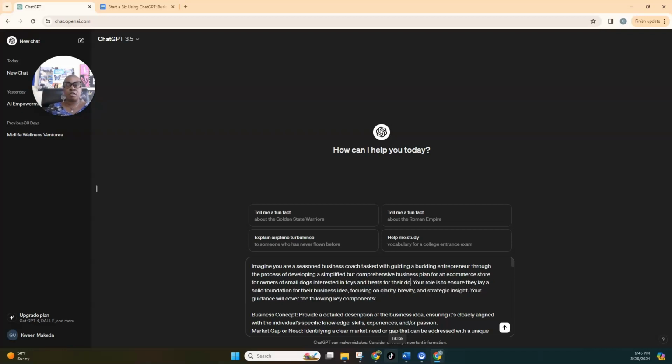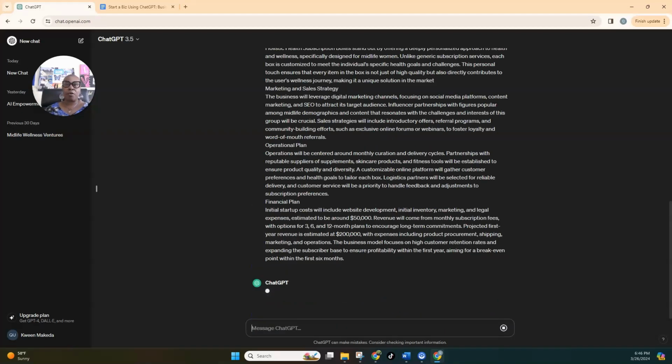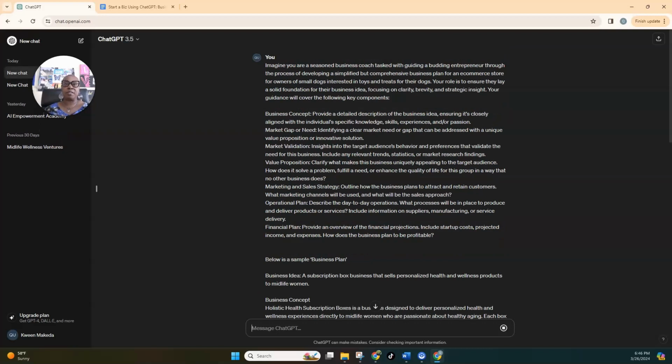And you see how specific I was, which is a great idea, because the more specific and detailed you can be with ChatGPT, the more granular and personalized the information will be. So my business idea is an e-commerce store for owners of small dogs interested in toys and treats for their dogs. And I'm going to hit my arrow and let's see what ChatGPT gives us.